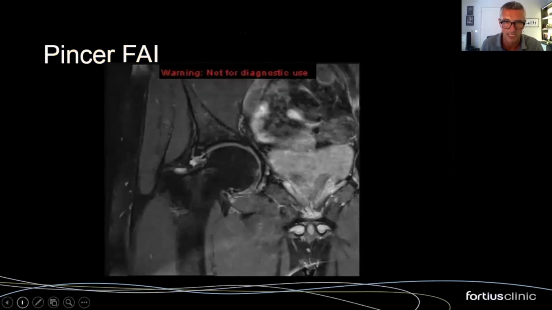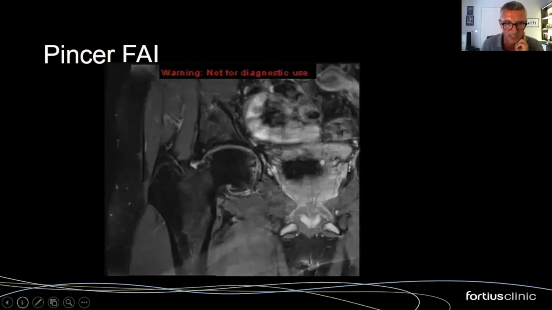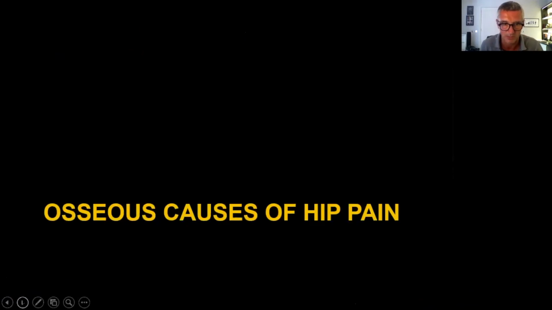This is clearly an acetabular protrusio, almost to the point where it looks like I've distorted the image to make the point, but I didn't. These are the original images.